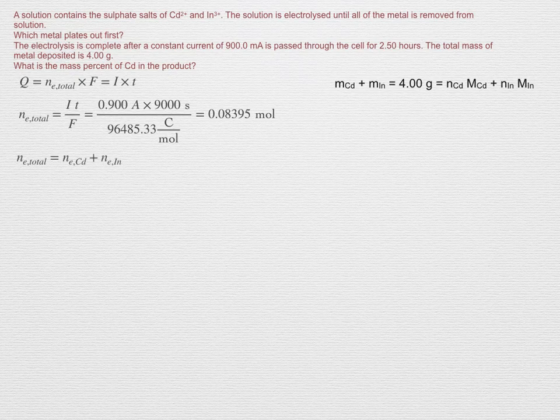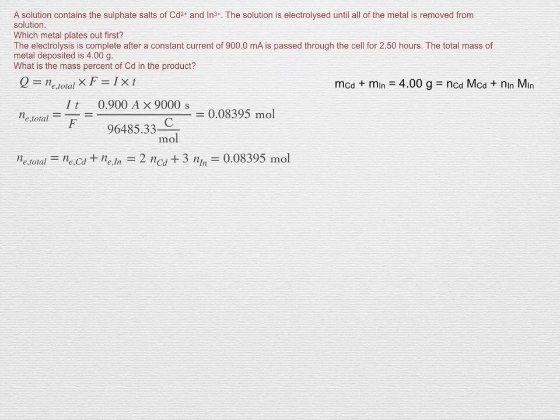Now this total amount of electrons is apportioned in an as yet unknown way between the two elements. Some portion of the electrons were used to convert cadmium atoms, and the other portion converted the indium atoms. But we need to relate these to the amount of atoms deposited. Remember the stoichiometric relationship between electrons and each element? 2 electrons for each cadmium and 3 electrons for each indium atom. The sum is the total number of electrons, which is the 0.08395 moles found above. This is the other equation. Put together with the mass equation, we can solve for the two unknowns.